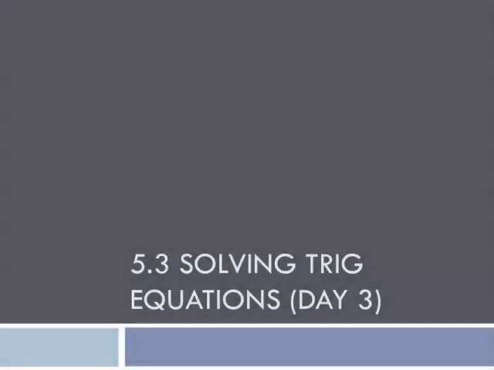We're going to continue our study in trig equations today. In particular, we're going to talk about what happens when you're working with a trig equation and it's not a value that's on the unit circle that we can easily find. What do we do in those cases?